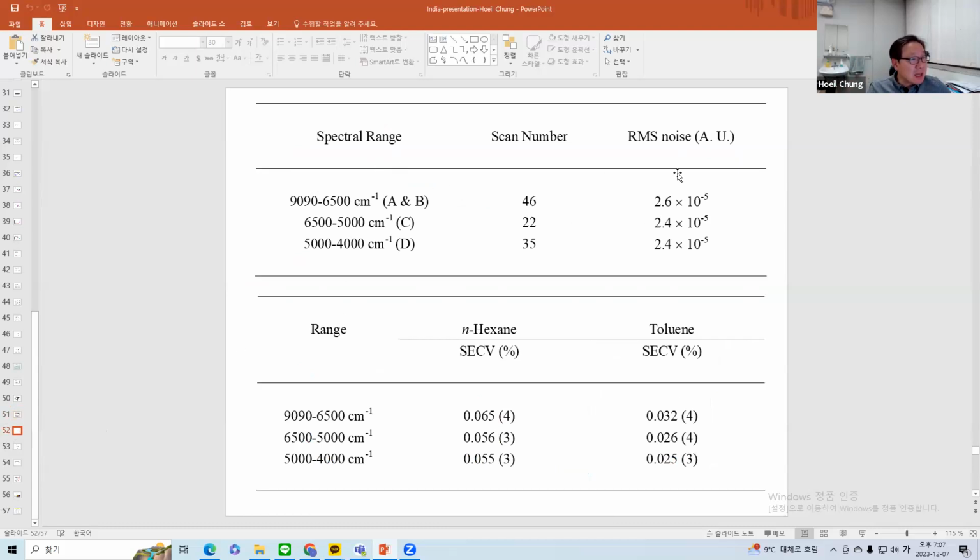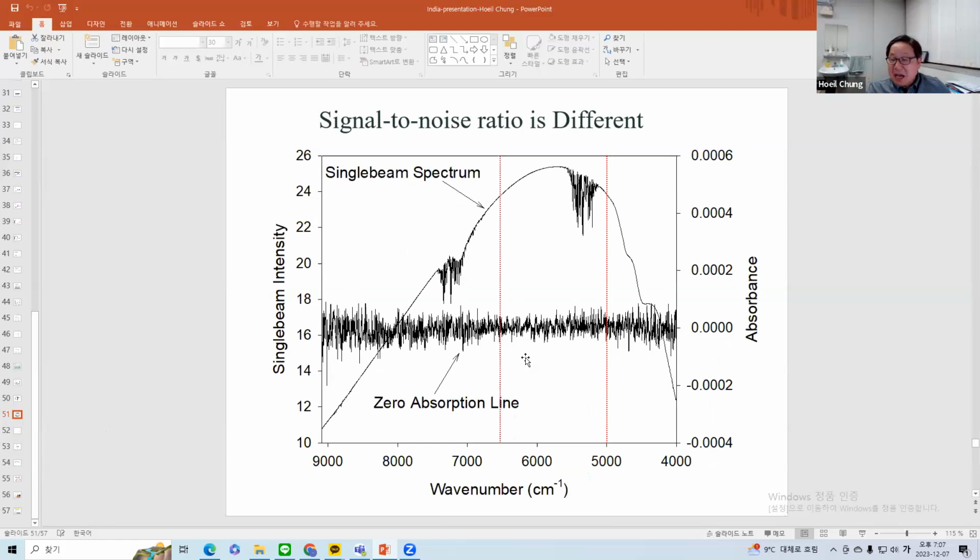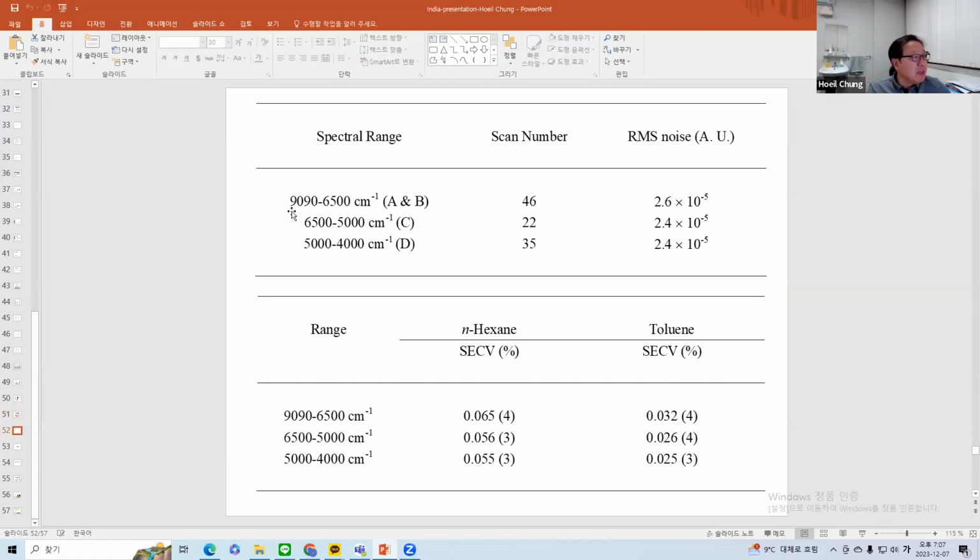Actually, I controlled the noise. Because in our spectrometer, across the whole range, the signal to noise ratio of a spectrum is different, I intentionally changed the scan number. For the AB range, I scanned 36 scans, and the noise is at this level. For the C band, with a path length of 2 millimeter, the RMS noise is this way, and for the most sensitive region, I have 35 scans and 2.4 RMS noise. By changing the scan number of each range, I maintain the same signal to noise ratio for a fair comparison.